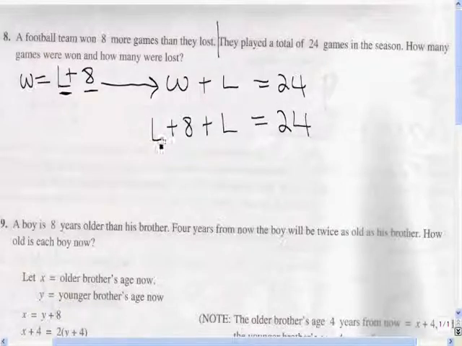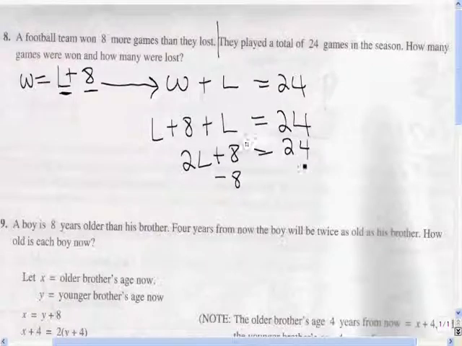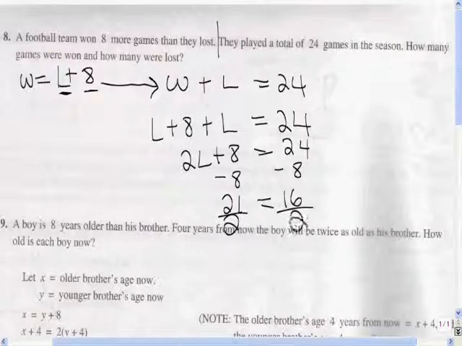Right, now I combine like terms. The L's are like terms, so L plus L is 2L. So 2L plus 8 equals 24. Then I'm going to subtract 8 from both sides because I want to get L by itself. And I get 2L equals 16. And then I divide both sides by 2. And I get L equals 8, right?